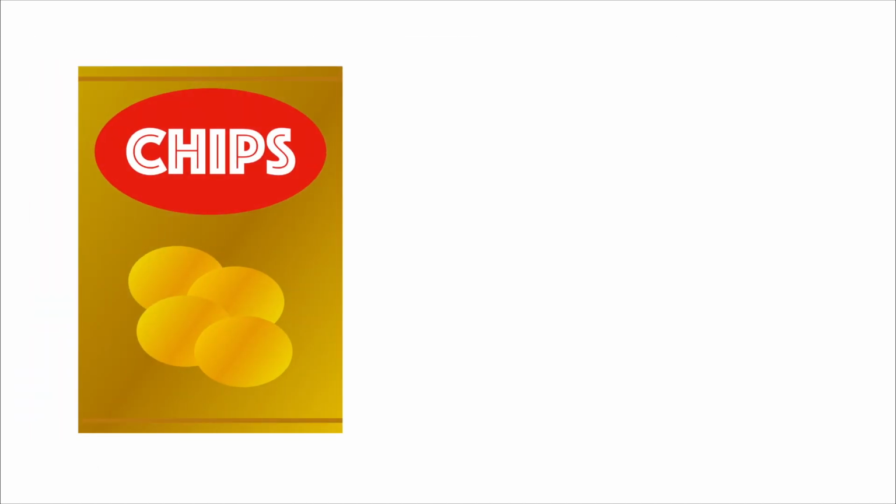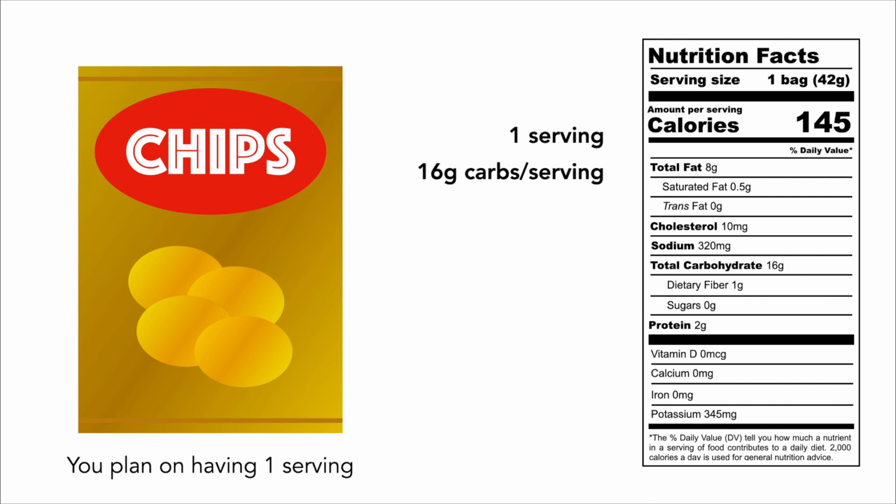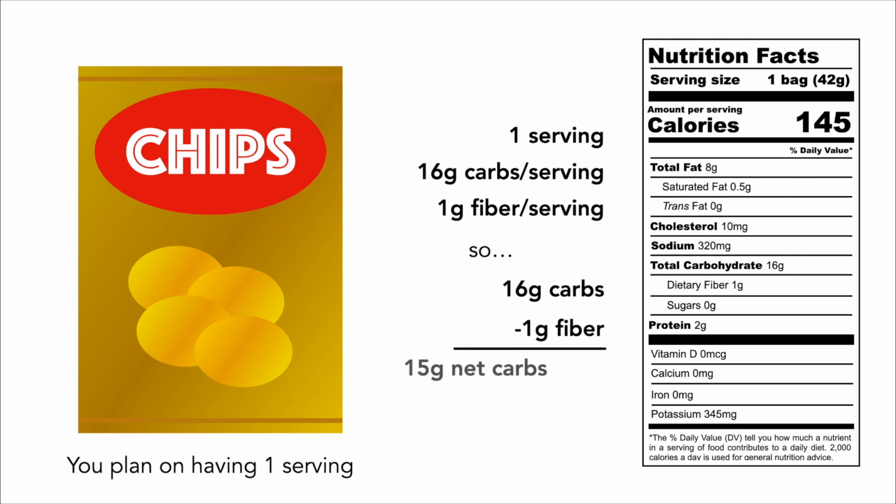Here's the information for the chips. Give this one a go. Similar to the apple, this one is pretty simple. There are 16 grams of carbohydrates and 1 gram of fiber. So take the total carbohydrates and subtract off the fiber, and we get 15 grams of net carbs. Perfect, we're breezing through these.